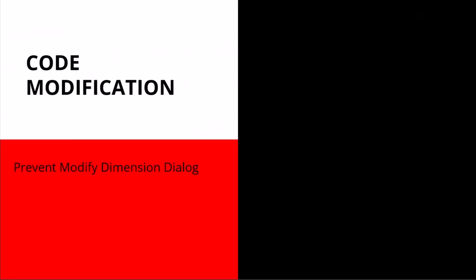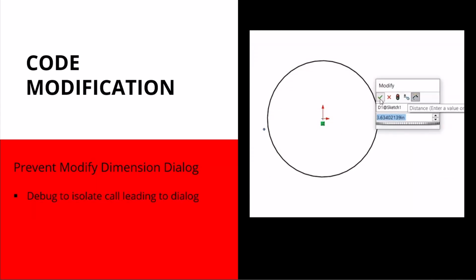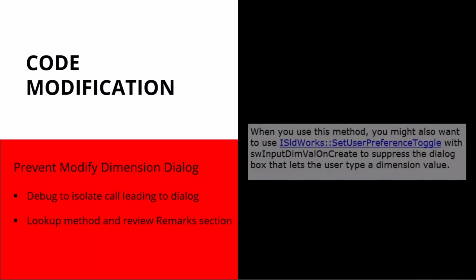Now we know when we went through the debugging that there's some modification we want. For instance, we want to prevent the Modify Dimension dialog. We also know as we step through and debugged our code that the AddDimension method is where we saw that prompt for the Modify Dimension dialog. So we'll take a look at that line of code to prevent that dimension dialog from showing.